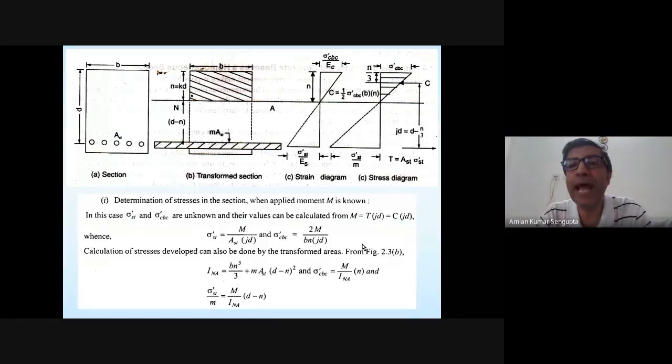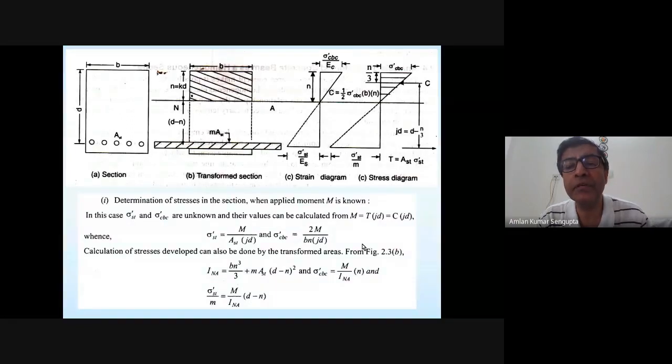Let me just add one comment here. One important concept in this working stress method is the use of linear elastic material models. Now, if we do that, then the depth of the neutral axis is the same as the depth of the centroid of the section.